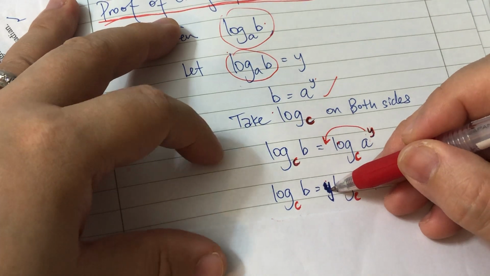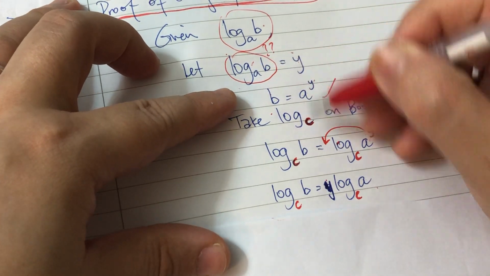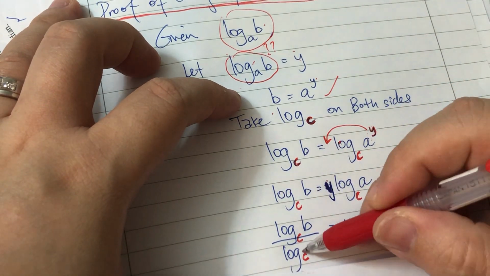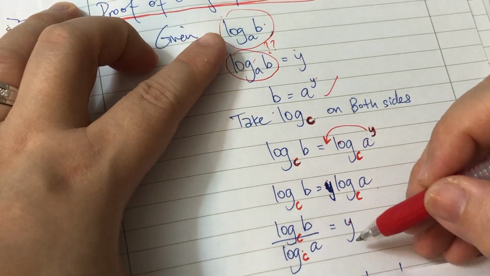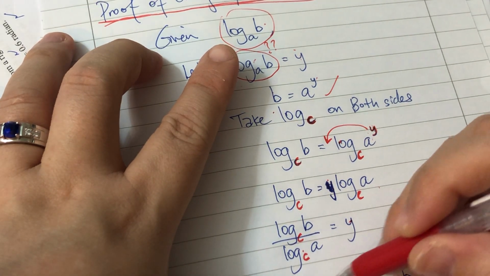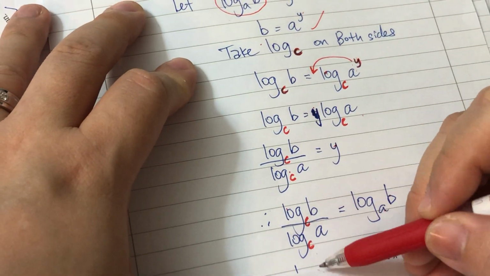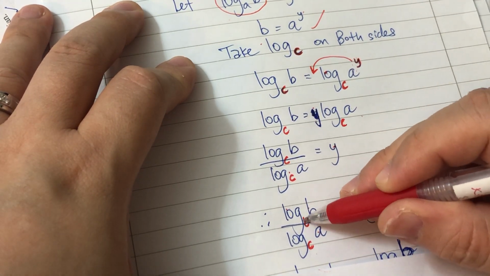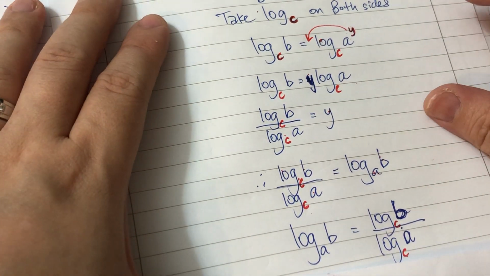Now if I want to find what y is, because y is what I'm trying to find out, I make y the subject. It will be this divided by this. And y is my original thing, so log of b to base a actually equals log of b to base c over log of a to base c. You see, the b remains here, the a remains here, and c is any base in the world that I want. Then I've proven to you that it's true.